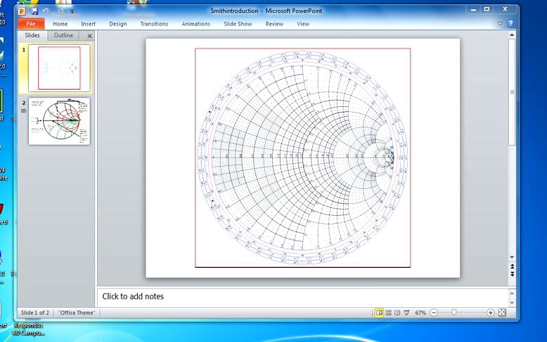So today's presentation is focusing on some basics of the Smith chart. I will try to keep it simple. We'll be looking at the paper Smith chart.